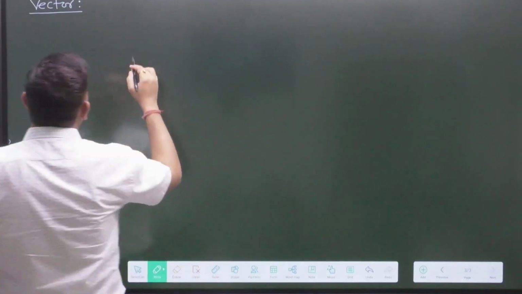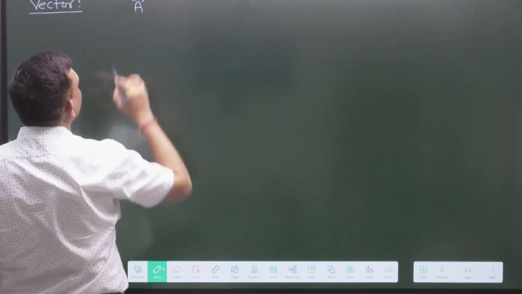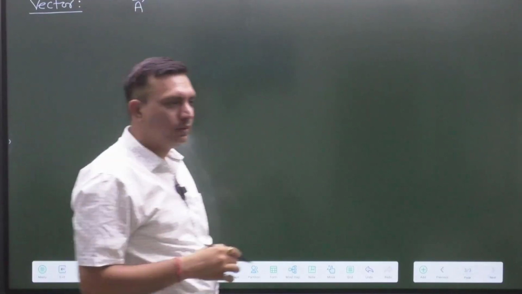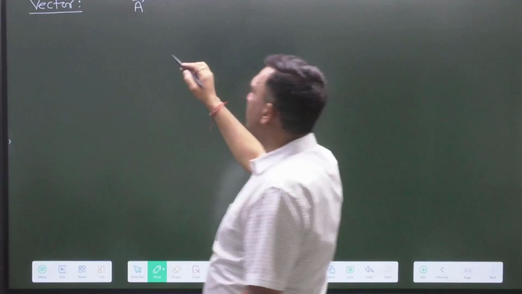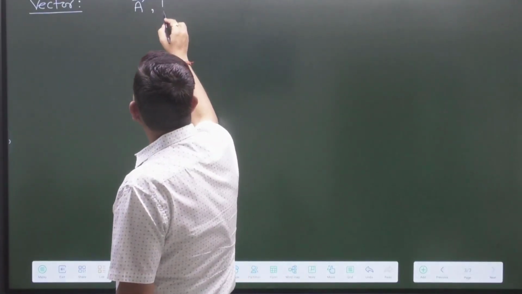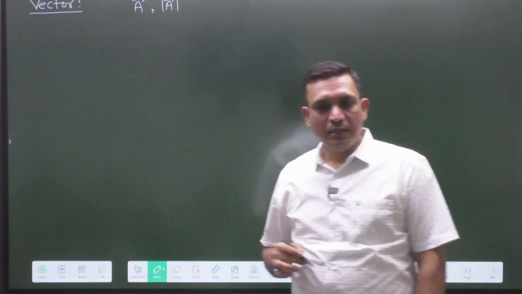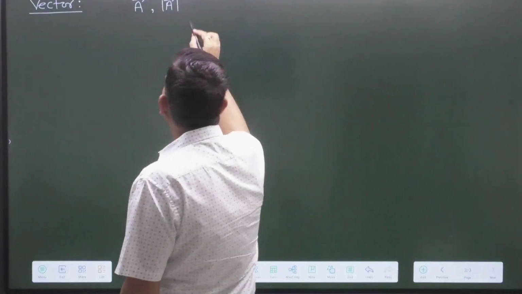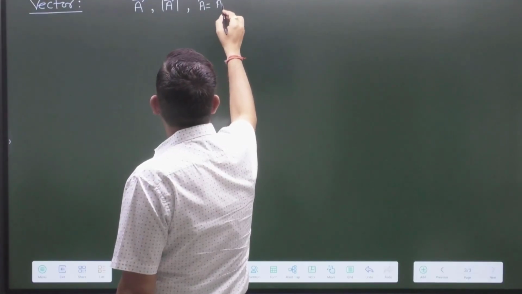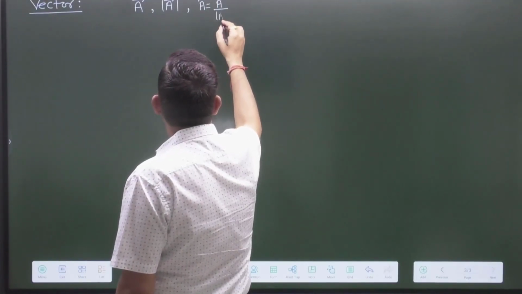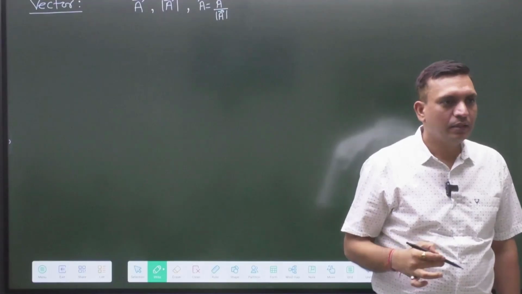So in general, how to represent any vector? A is represented by this symbol. This is vector A, like electric field, magnetic field, force, acceleration, velocity. So that is the symbol. And its magnitude is represented by mod A. Unit vector along A is given by A cap, that is A by mod A. So we will use this notation.